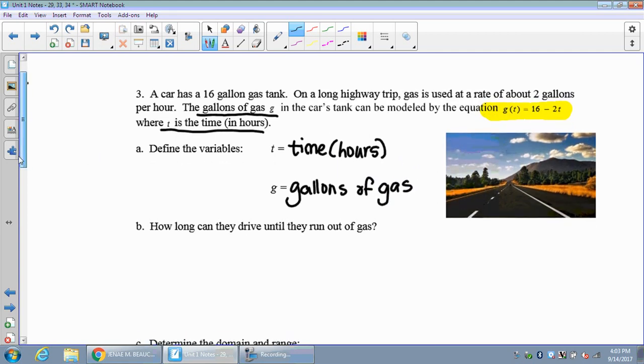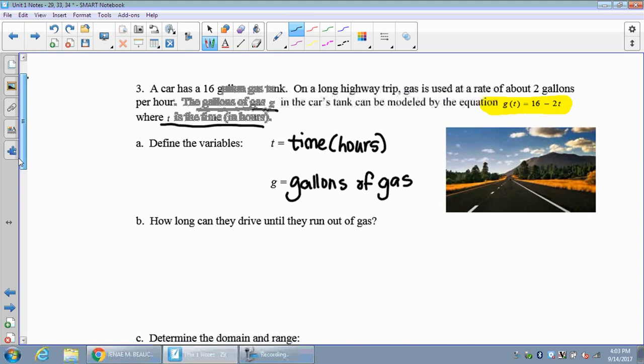Here I'm asked actually a follow-up question. First, how long can they drive until they run out of gas? Well, think about what it means when you run out of gas. How much gas is left in the gas tank if you have run out? I'm hoping we're all saying 0 gallons. So that's what we're asking. How long until you have no gas?